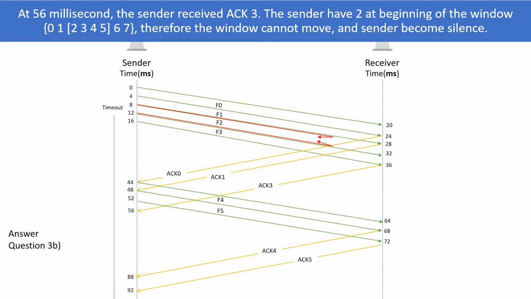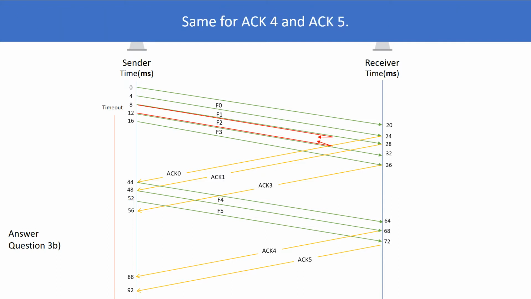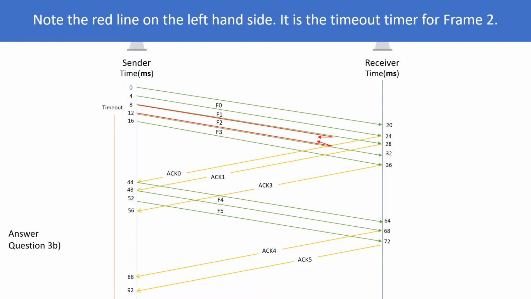The sender has 2 at the beginning of the window, therefore the window cannot move, and the sender becomes silent. Same for ACK4 and ACK5. Note the red line on the left-hand side. It is the timeout timer for frame 2.